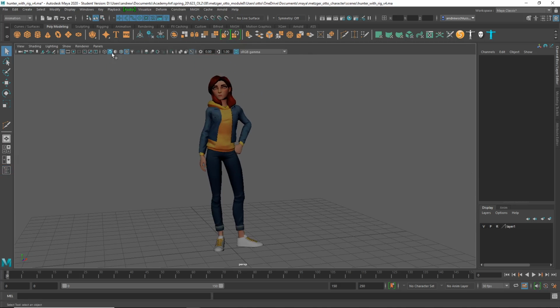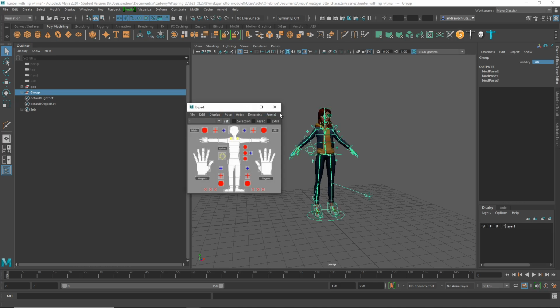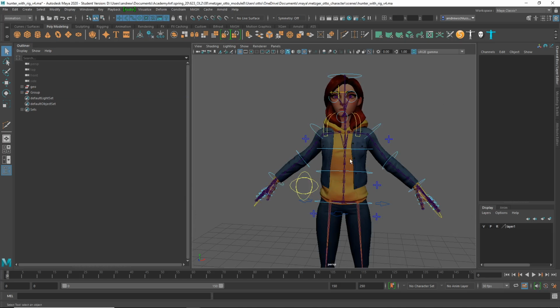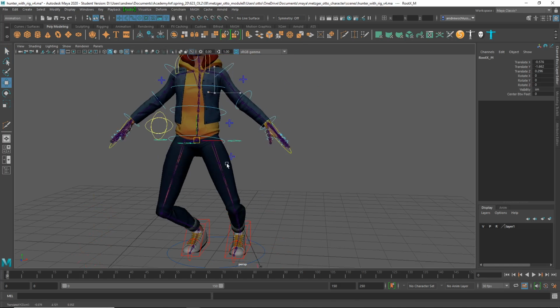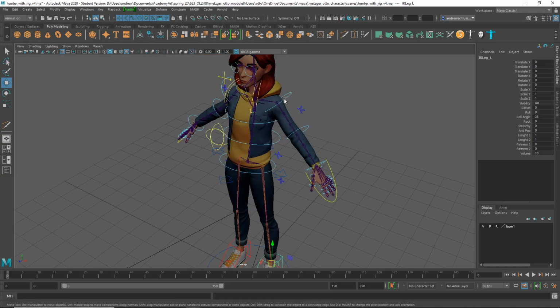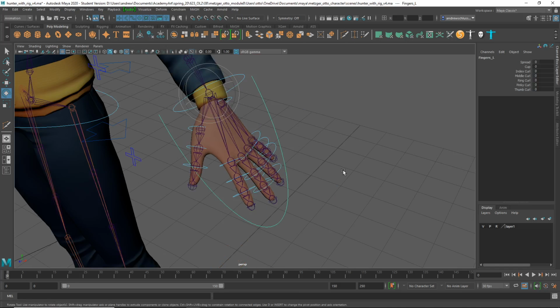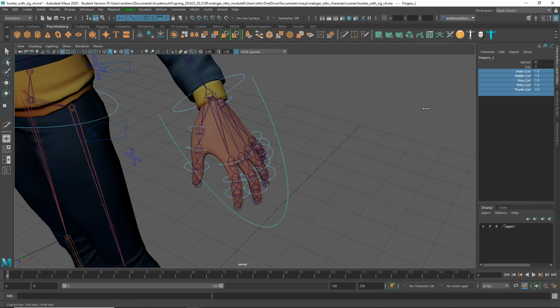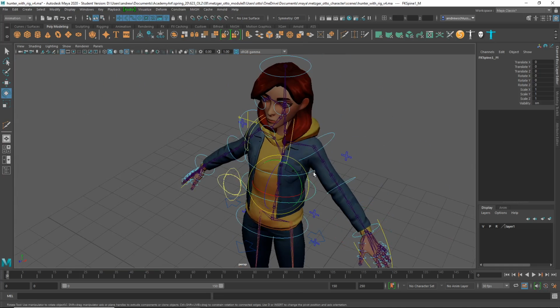Let's look at, where's the... okay. Let's reset the pose. Just kind of check out the character, make sure everything's working okay. Everything seems to be working quite well.